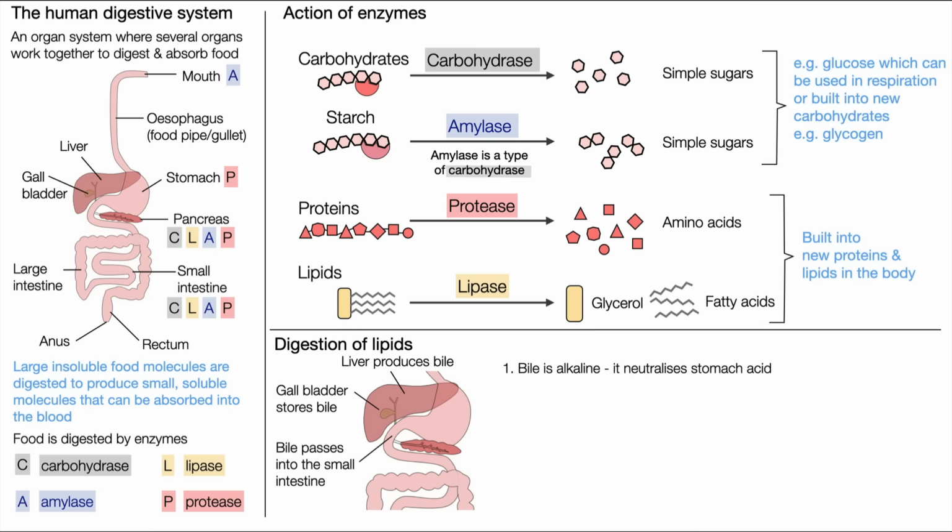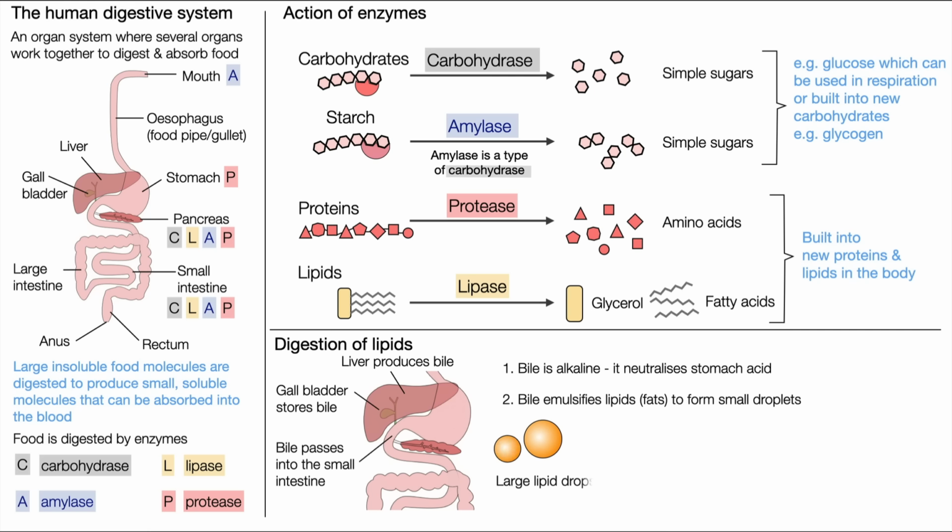Two things. One, bile is alkaline, so that neutralizes stomach acid and allows the lipase enzymes to work better in the small intestine. And two, bile also emulsifies fats. In other words, it makes large droplets into small droplets. Let's have a look at that a bit more visually.